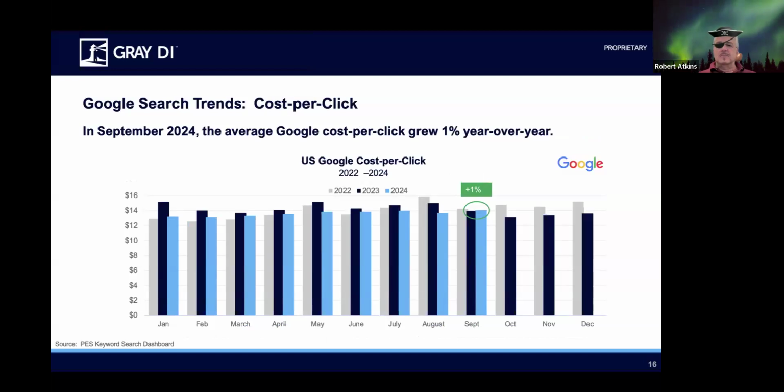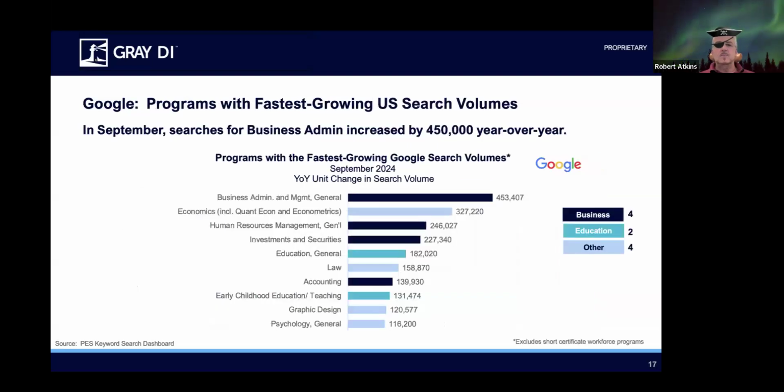In terms of cost, we're up about 1% in cost of a search on Google. That's pretty good news. I would interpret that as essentially flat. So we're getting more searches at approximately the same unit cost. And this had been going up for some time, so it's nice to see it flatten out this year.